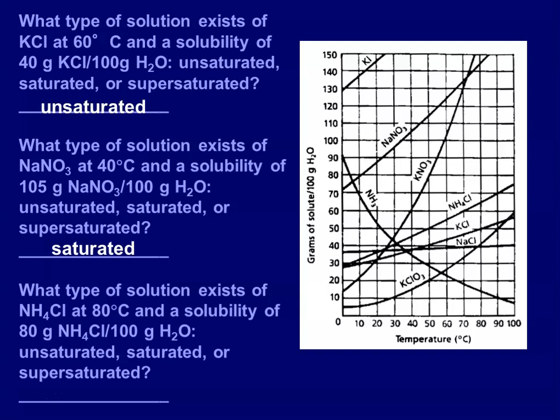Finally, for NH4Cl, I'm at 80 degrees, and I have 80 grams. So if I have 80 grams in solution at 80 degrees, let me go find my NH4Cl curve, which happens to be just below it. Because that point is above the curve, I would have a supersaturated solution.